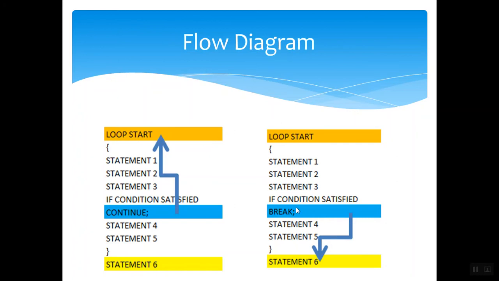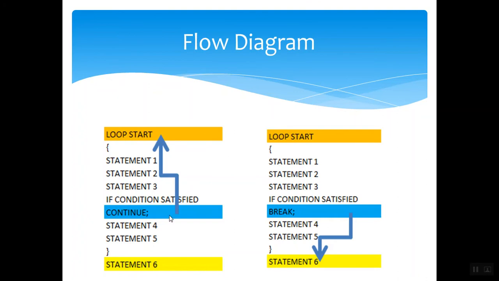But opposite to this, a totally different scenario, in case of break, if the condition is satisfied and the break keyword gets encountered, control will come out of the loop. It will go to statement 6 in this case. It will skip the loop. It will not go inside that loop again.